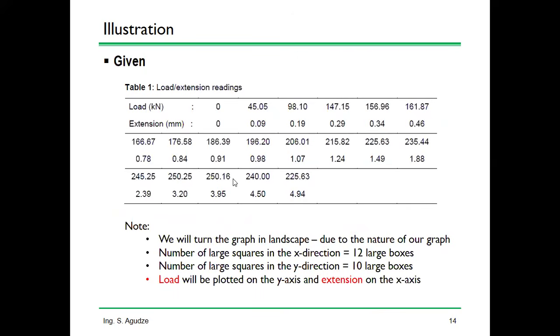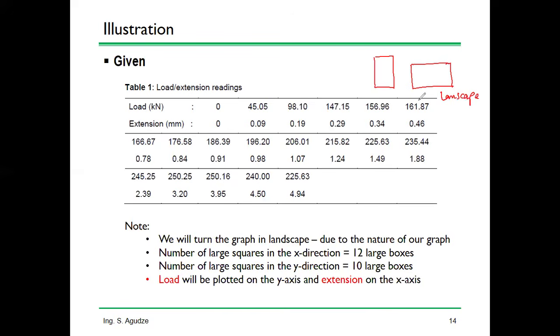Right now, so essentially, this is what has been done. Now, you have to make an important decision. Because of the nature of our graph, the usual graph sheet is like this, right, which is the portrait. But because of the nature of our graph, we will turn the paper like this, which is the landscape.